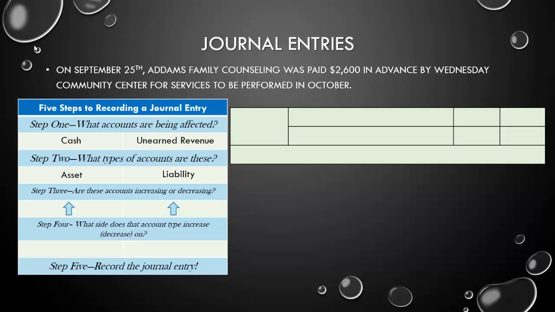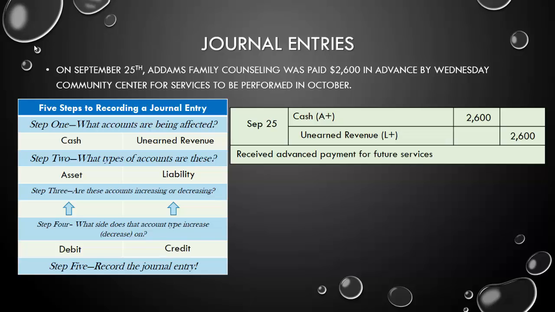Cash is an asset. Assets increase on the debit side. Unearned revenue is a liability. Liabilities increase on the credit side. So the journal entry on September 25th is to debit cash for $2,600 and to credit unearned revenue for $2,600. And we received advance payment for future services.